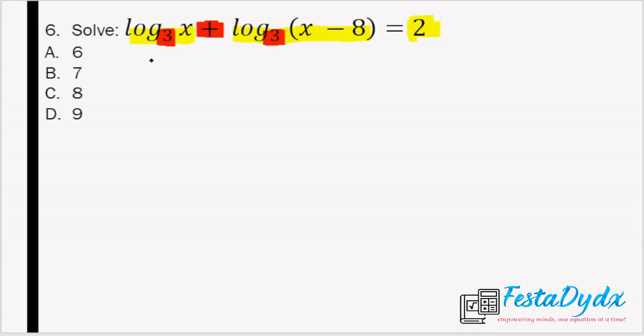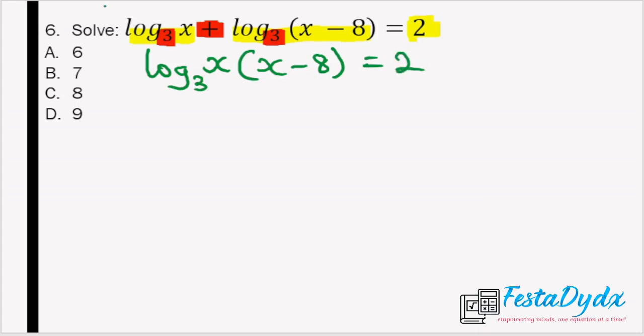So that way we'll have log 3, then x bracket x minus 8, equal to 2. What happened there? The brackets are introduced here. This bracket is representing the multiplication sign. So the addition here changed to multiplication. Now we're having x times x minus 8, all equal to 2.